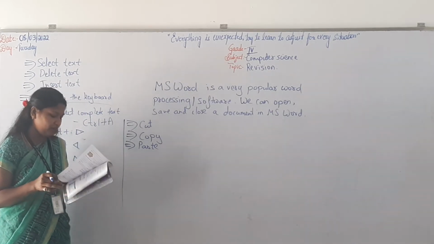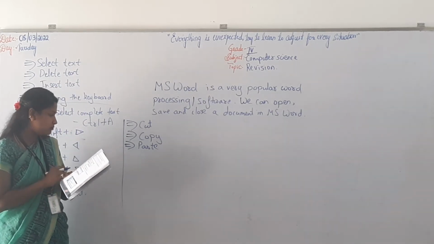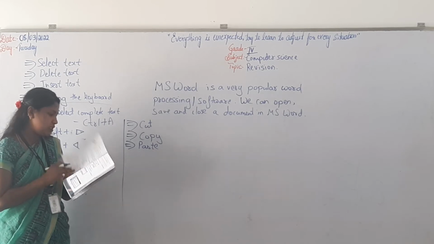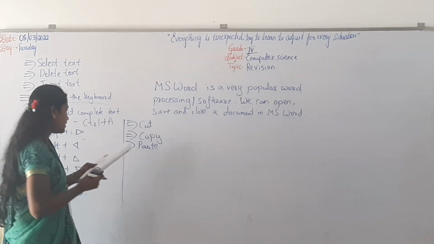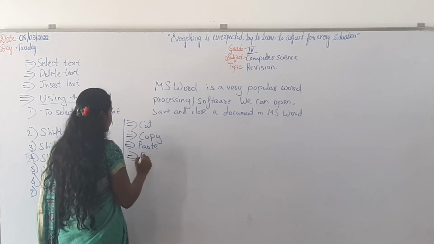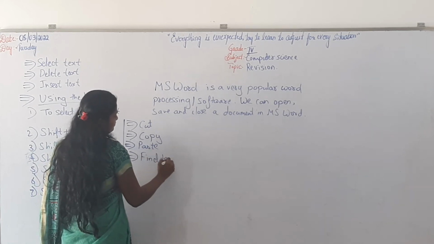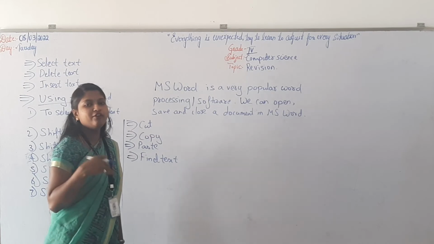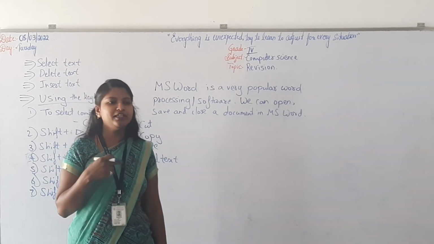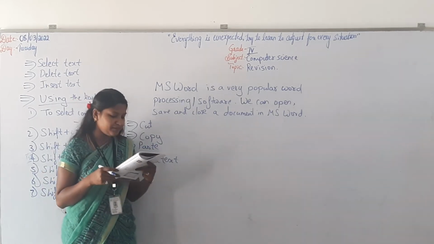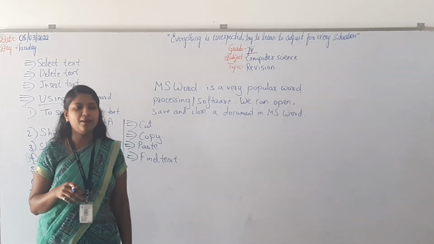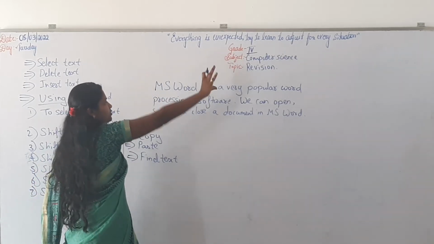Okay, next what we have? Drag and drop. Save only, okay? Then find and replace. What is this find text? If you want to find any word in the paragraph, you use this find option. Where will you see this find option? It's in the home tab. It appears in the home tab.